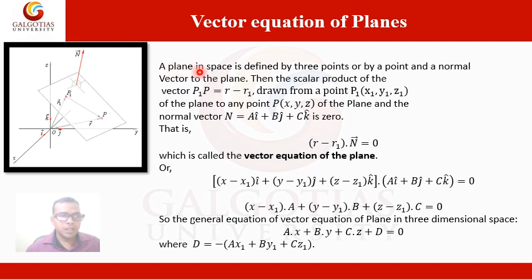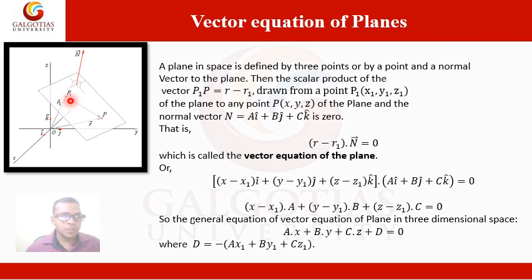A plane in space is defined by 3 points. You know about this. So 3 points are very important, or by a point and a normal vector to the plane. Then the scalar product of vector p1p is equal to r minus r1. That means it is actually a position vector. So what is happening here?